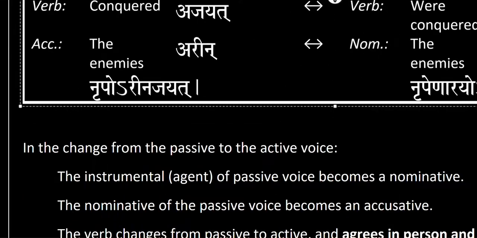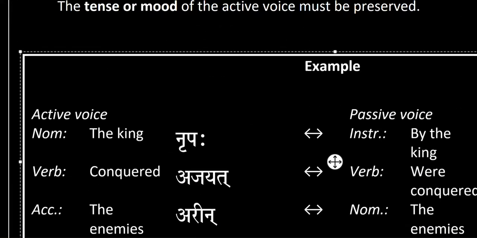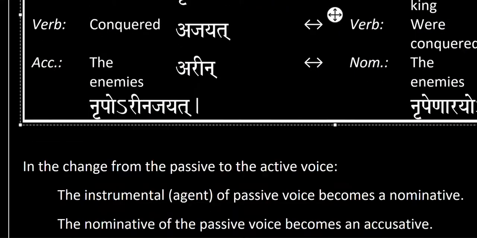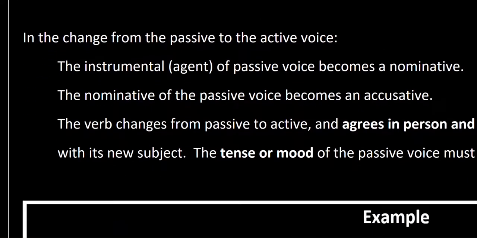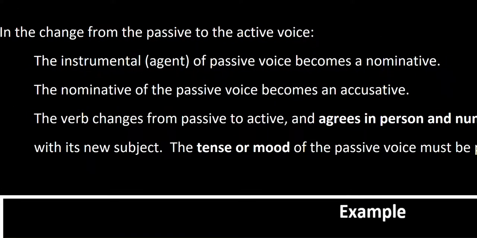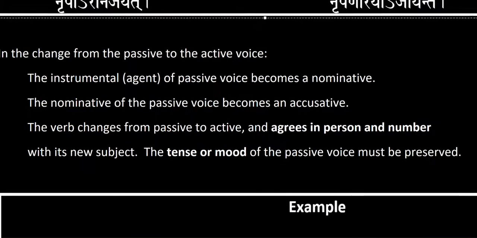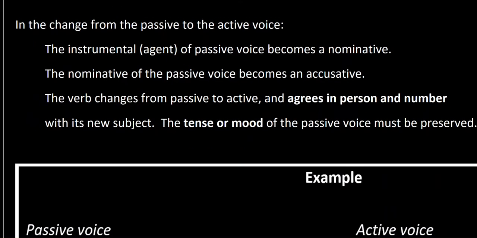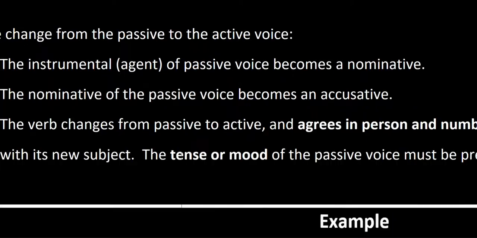Now that we learned how to change a sentence from the active voice to the passive voice, now we will learn how to change a sentence from the passive to the active voice. And these guidelines are basically the opposite of the previous guidelines that we went over, converting the active voice to the passive voice. It's just the other way around. And the guidelines are as follows.